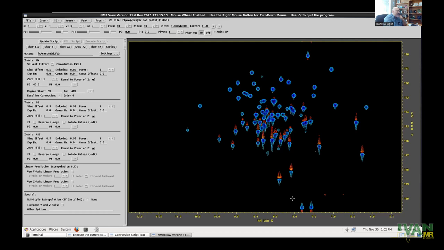And usually, if you see that a first order phase correction is needed, you can hope that this is a sign that the folks who set up the experiment knew what they're doing, and they set it up in such a way that the initial delay in this indirect dimension was half a point, which means that the first order phase correction is exactly 180 degrees in this indirect dimension. So I'm going to choose that from the menu, update the script, and execute the script.